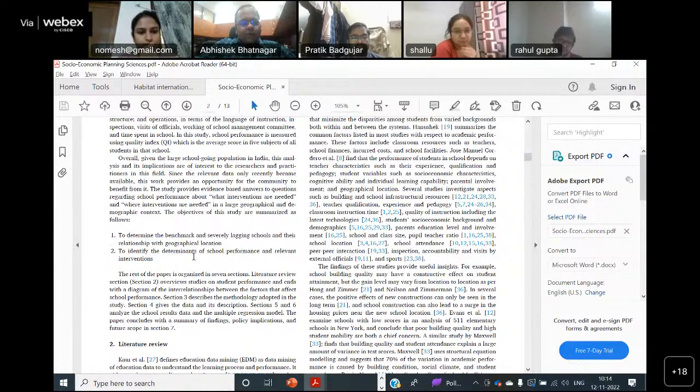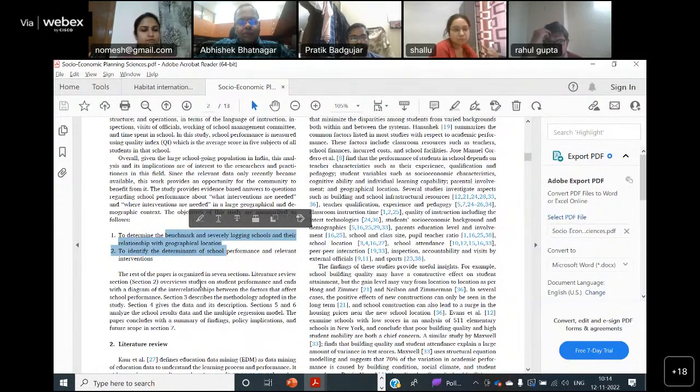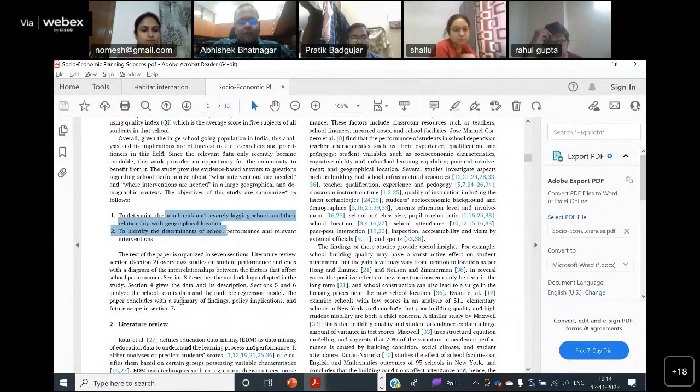Then objective of the study is to determine the benchmark and severely lagging schools and their relationship with geographical location, and to identify the determinants of school performance and relevant interventions. So these objectives do not contain any methodology. Just say I want to identify these determinants and I want to determine the benchmark and lagging schools, and then organization of the paper.